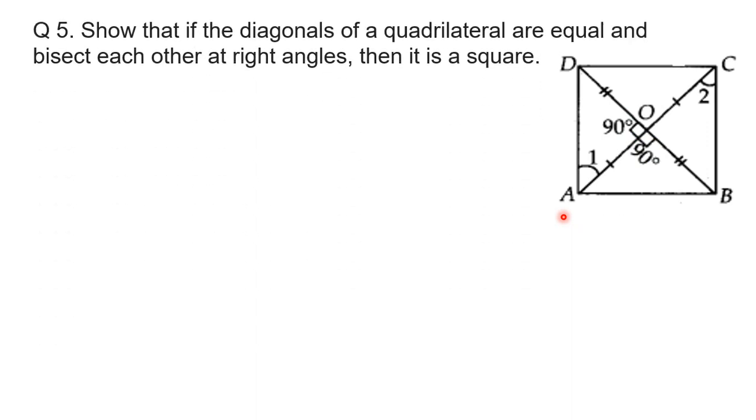Now let's talk about question number 5. Show that if the diagonals of a quadrilateral are equal and bisect each other at right angle, then it is a square. Remember, the diagonals of a quadrilateral are equal and bisect each other at right angle, then we have to prove the given quadrilateral is a square.